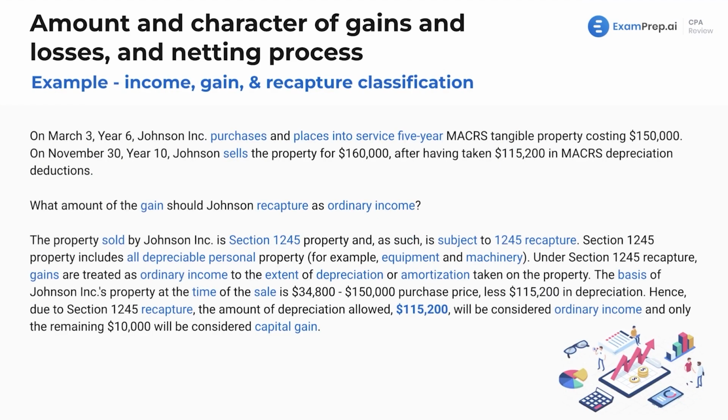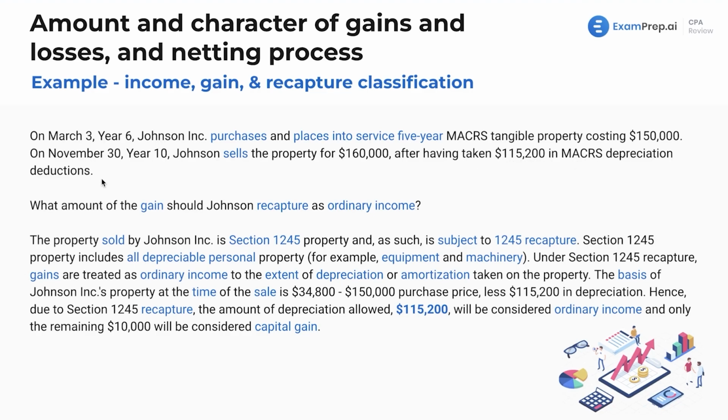Moving on to an example here, we are dealing with income gain and recapture classification. On March 3rd, year 6, Johnson purchases and places into service 5 years Maker's tangible property costing $150,000. On November 30th, year 10, Johnson sells the property for $160,000 after having taken $115,200 in Maker's depreciation deductions.